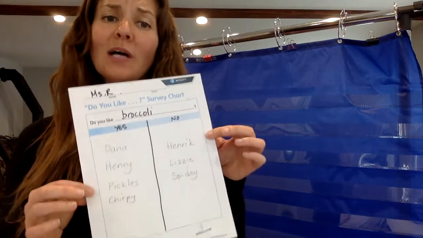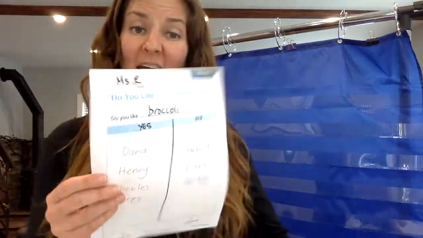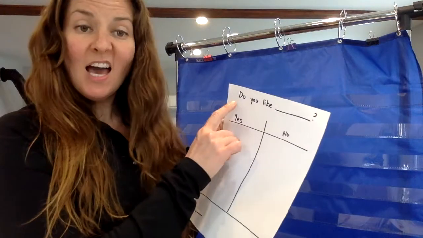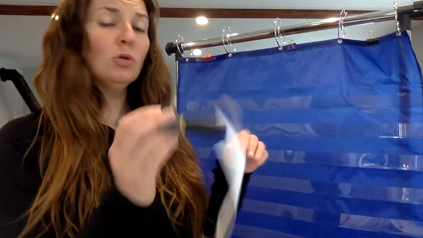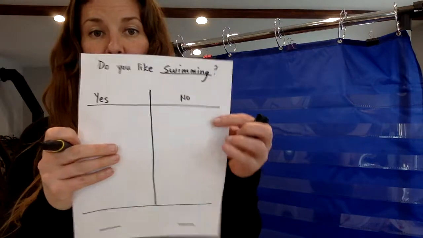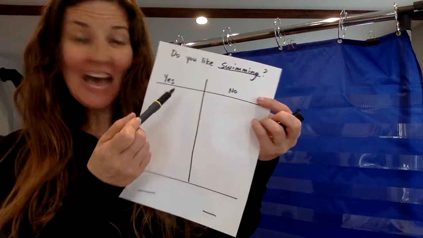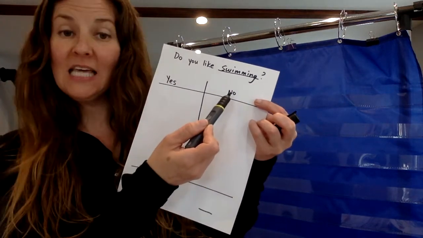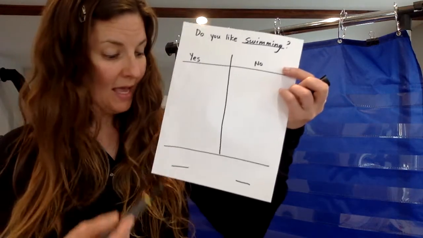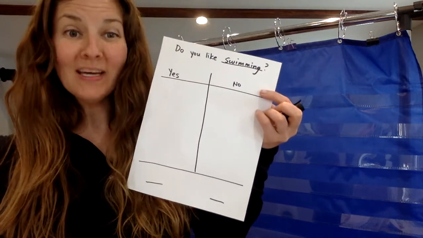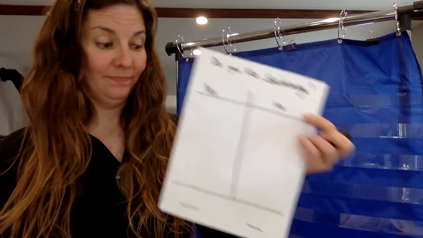I want you to continue coming up with survey questions. You don't have to use the same paper if you want. You could make up your own. I think this time I'm going to ask, do you like swimming? And I put it right in there. Remember, I'm going to ask the question. If the person says yes, I'll write their name here. If they say no, I'll write it on this column. At the end, I'm going to count how many said yes and how many said no. Then I'm going to circle the one that's the biggest.